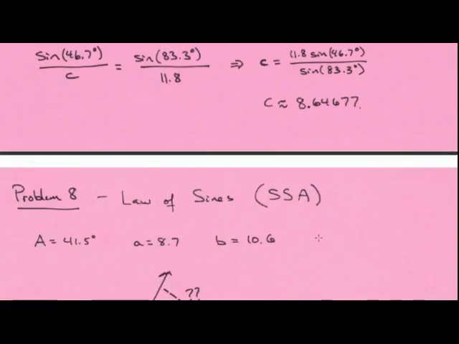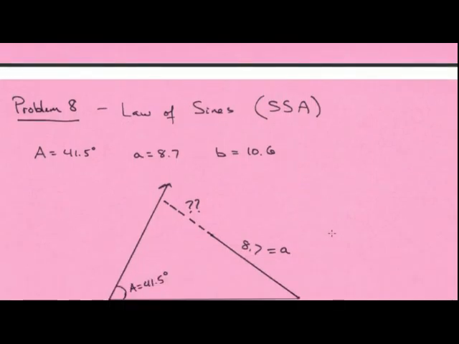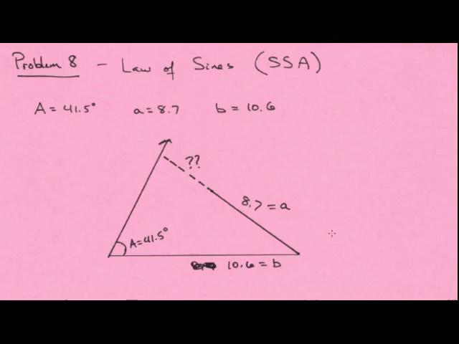So now, let's see what happens with a second case. So here's another situation with our law of sines. We're given the side-side-angle situation, where angle A is 41.5 degrees, side A is 8.7, and side B is 10.6. So again, this may or may not make a triangle. We aren't exactly sure yet.